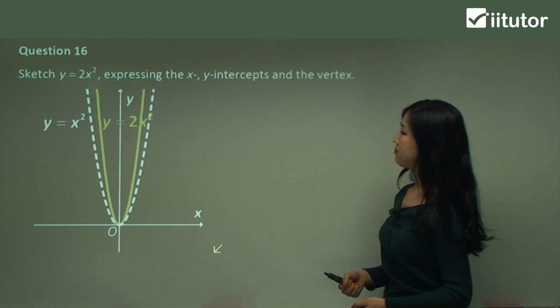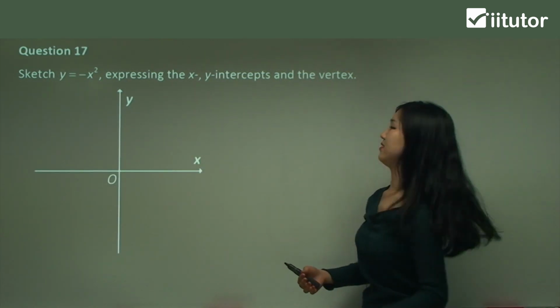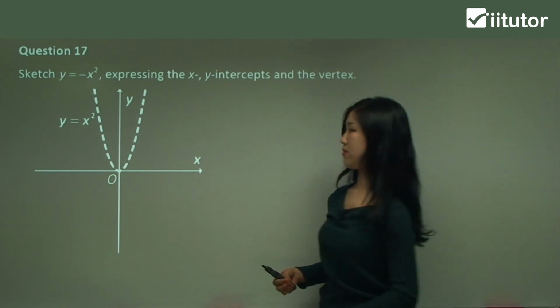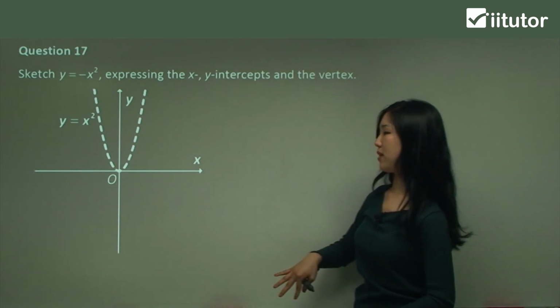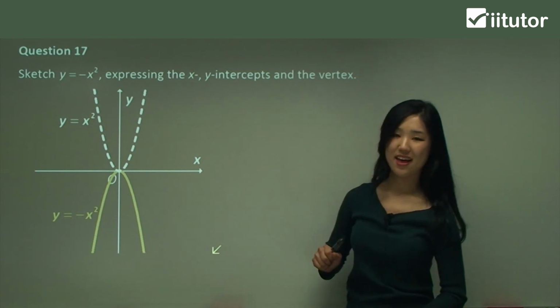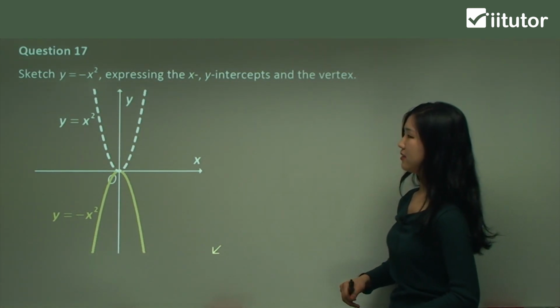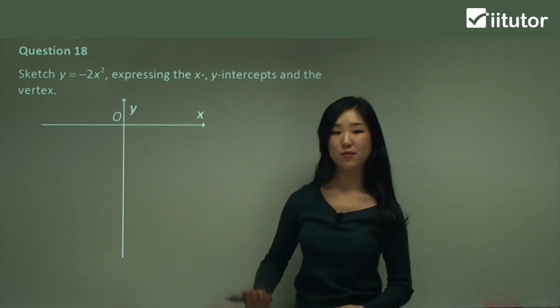Let's move on. y equals negative x squared, what do you guys think? Well, if this is y equals x squared, the one that we drew in question 15, the basic one, if I have a negative in front of it, it simply turns upside down into a sad face parabola. Okay, just like that, just the opposite direction. So that's question 17. Question 18, sketch y equals negative 2x squared.